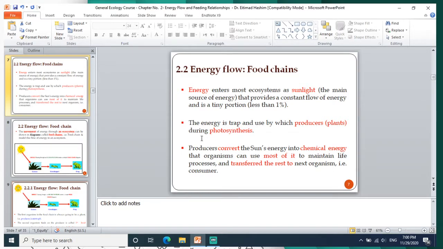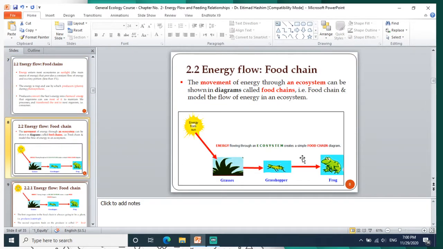Photosynthesis. That means the producer converts the sun's energy into chemical energy, which is the glucose or the food made by the plants. So this organism can use most of this food or energy to maintain life processes and transfer the rest to the next organism, the consumer. Let us go through the food chain to see how the energy moves from the sun to the producer and then to the consumers, and how it transfers through the food chain.